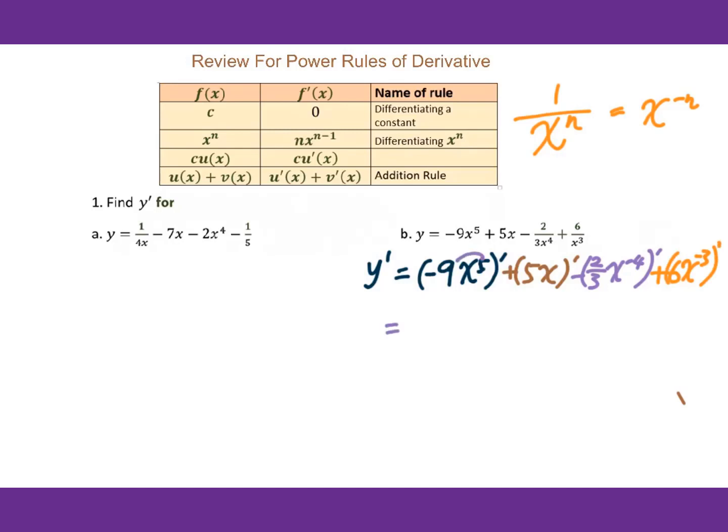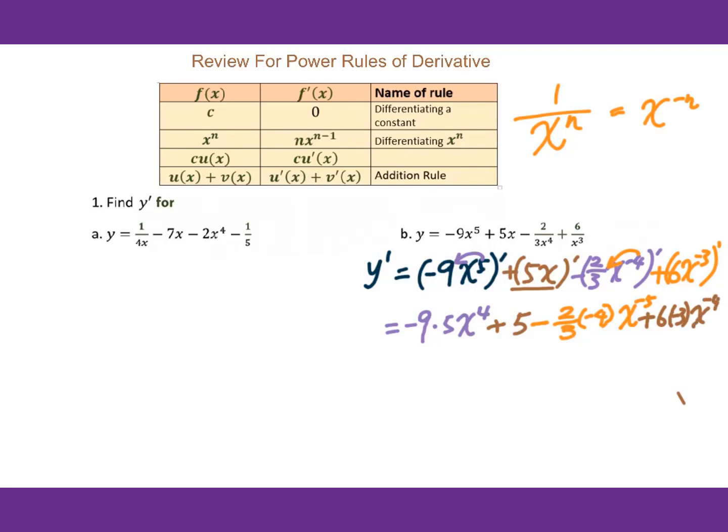So we drop down negative 9 times 5 x to the fourth power. Then the derivative of a linear function will be the slope. Then minus 2 over 3. Drop down, we get negative 4. x, we do negative fifth power, because negative 4 minus 1 is negative 5. Then plus 6 times negative 3. x, you have to do negative fourth power.